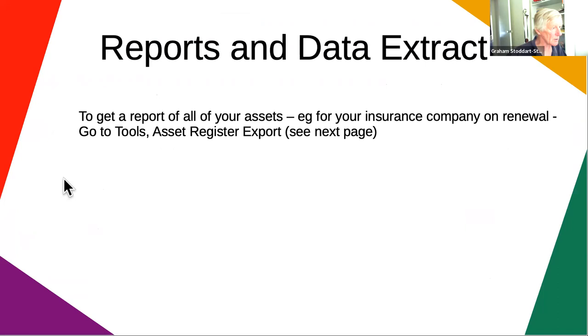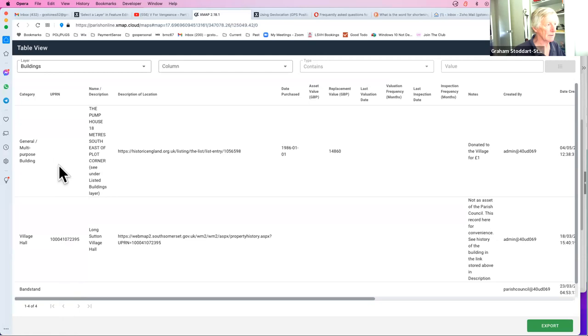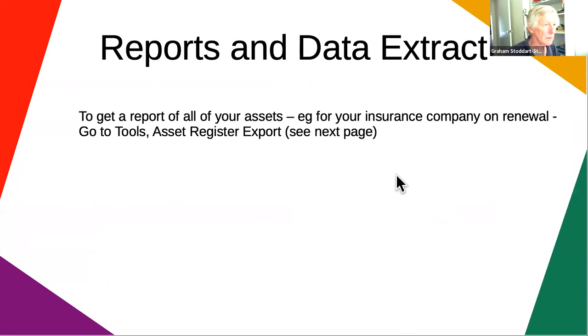Scroll down to the next one and put in the next one, and it all gets done for you in one simple go. So basically, your table view is a way of doing multiple edits at one time. Okay. And finally, there's the wonderful reports and data extract choice, which is in the menu heading Tools, Asset Register Export. You'll see it this afternoon, but also we're going to do it here.